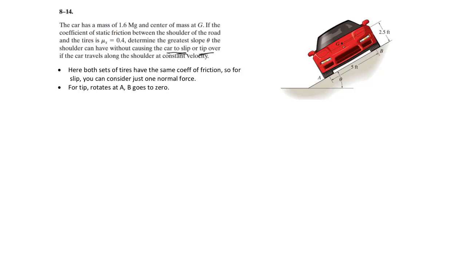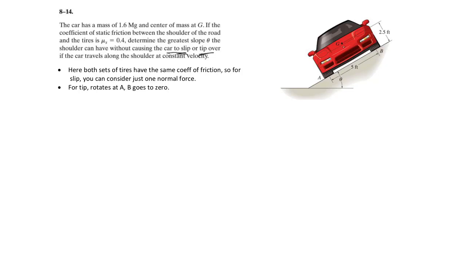We have a coefficient of friction of 0.4 of the tires. So in this case, because all of the tires have the same coefficient of friction, for the slip scenario, all you have to do is just consider one normal force. You don't have to consider normal forces at both A and B. For the tip scenario, it rotates at A and then B goes to 0. So we can analyze either one of them first. Let's do the tip scenario first.